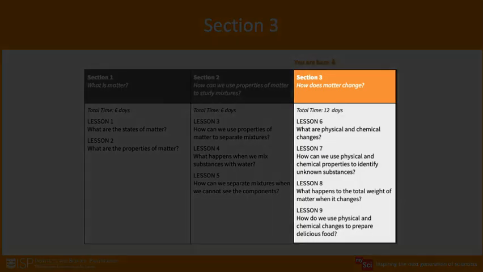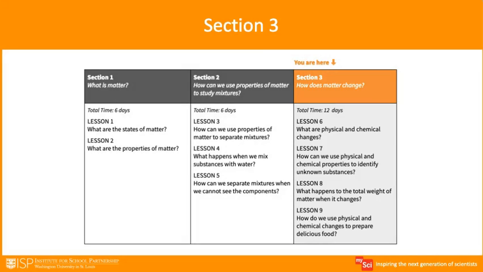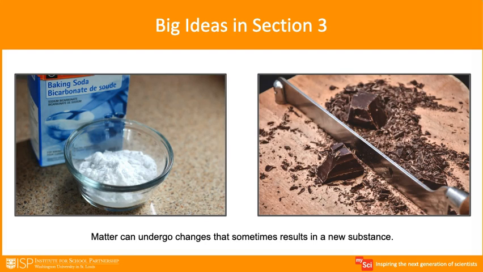Section 3 asks students to consider how matter can change. This section will take about 12 days. In Section 3, students will make changes to matter and determine if a physical or chemical change occurred. They will discover that when a chemical change occurs, a new substance is formed. Students will use evidence from their investigations to support a claim on whether or not a new substance is formed.